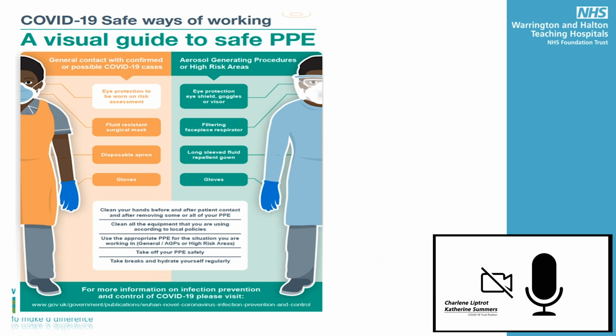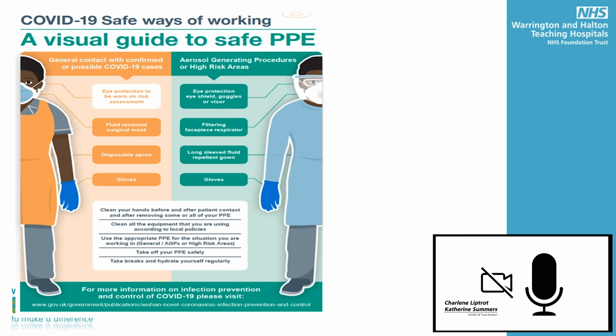So we also have a visual guide to safe PPE. This is demonstrating the general contact with possible or confirmed COVID-19 cases, but we do wear this for all patient contact. That is your eye protection, worn on an individual risk assessment, your fluid-resistant surgical face mask, a disposable apron and gloves. And on the other side is our AGP PPE, which again is your eye protection, your eye shield, goggles or visor, your filtering face piece respirator, a long sleeve fluid repellent gown, and your gloves.